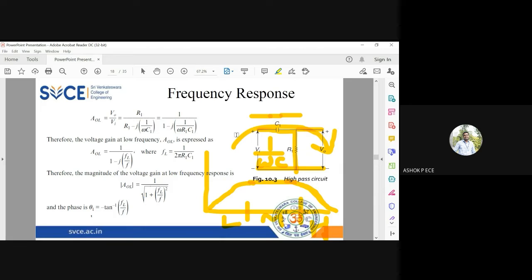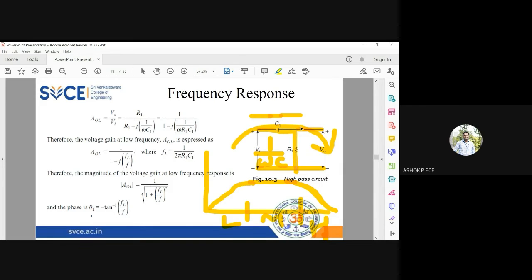So low frequency is completely blocked, high frequency is completely allowed. So this circuit is called a high pass filter. Remember, for a high pass filter, capacitance in series, resistance in shunt. Low pass filter is the inverse: resistance in series, capacitance in shunt.